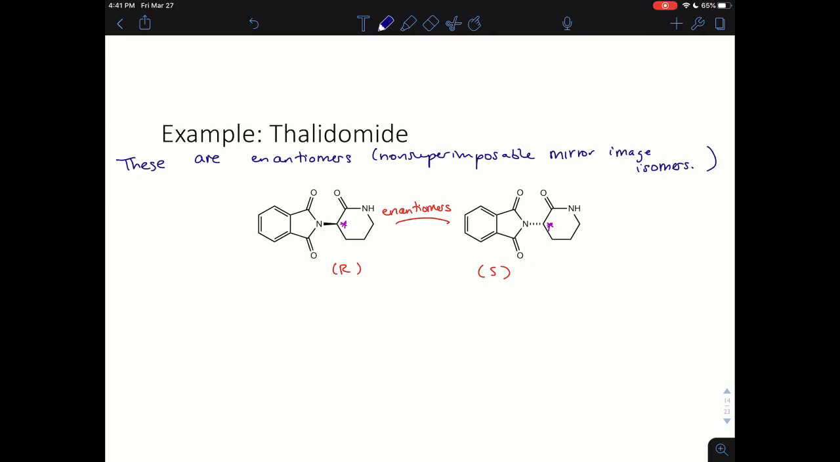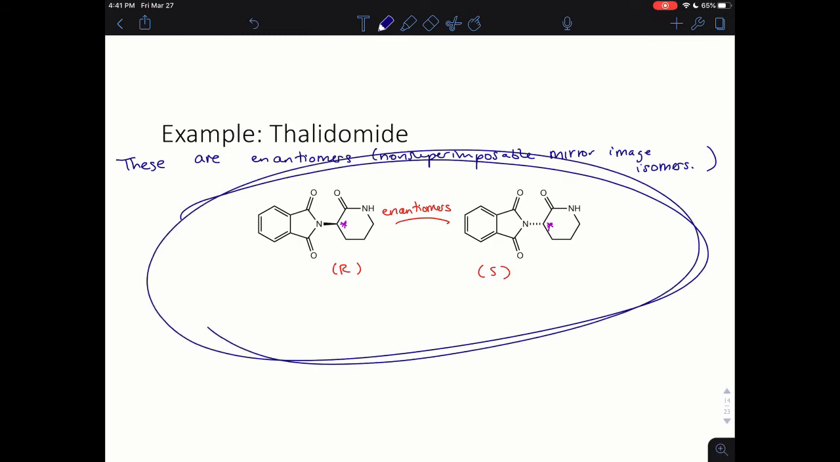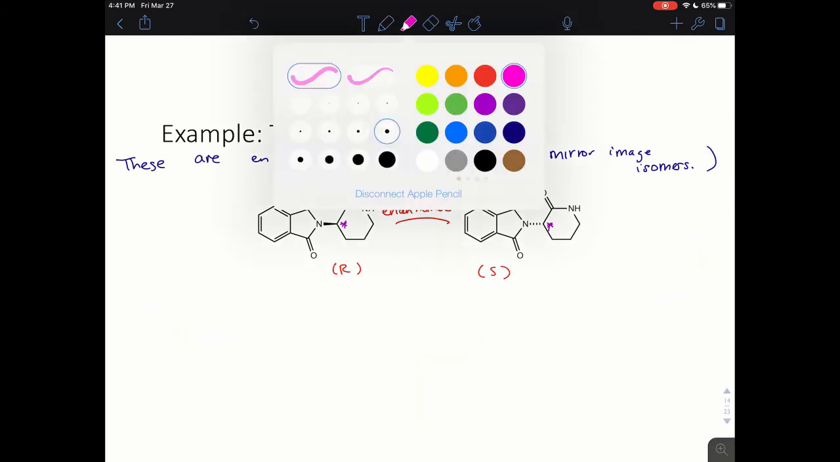Okay, these molecules are enantiomers. They have 1 stereocenter, and that stereocenter has different configurations in each molecule, and that makes them enantiomers. They are non-superimposable mirror image isomers. Of course, they're not drawn here as mirror images, but you can see that they have the same stereocenter, they have the same connectivity of atoms. They only differ in how the atoms are arranged about the stereocenter that's indicated with the purple star.